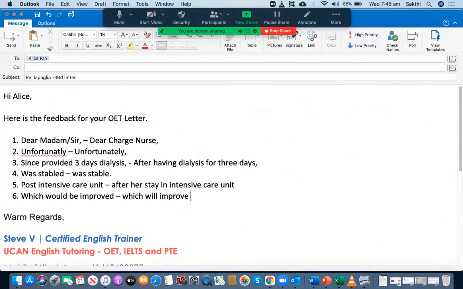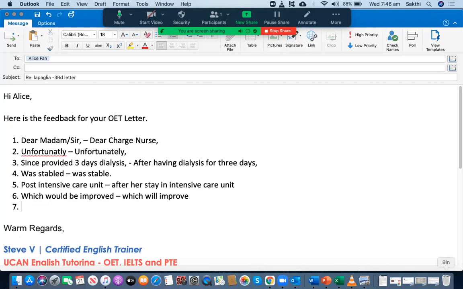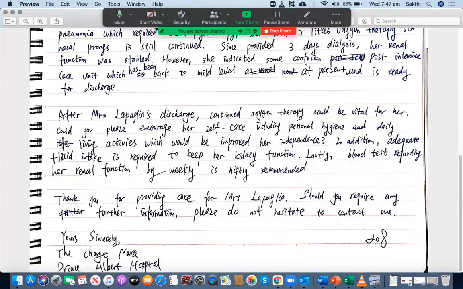improve her independence, whatever you want to say, you can write it down. Which will improve, because it is definitely going to improve. So for the 100% confirmed ones, you don't need to use would be. Okay, so you can use will.